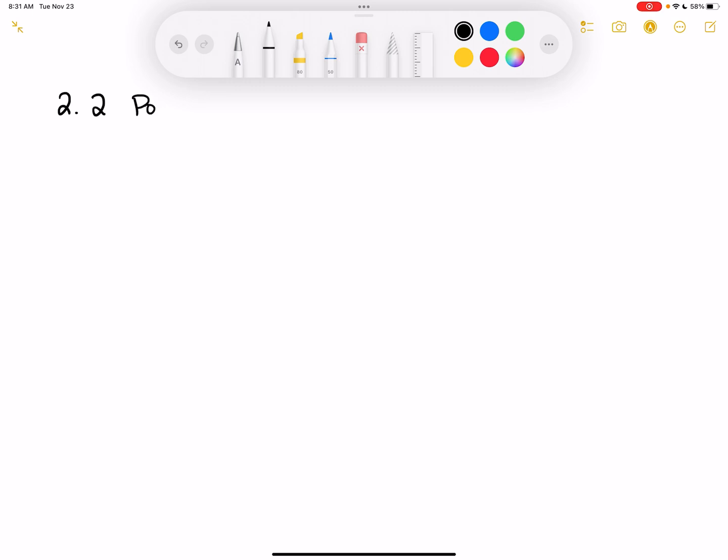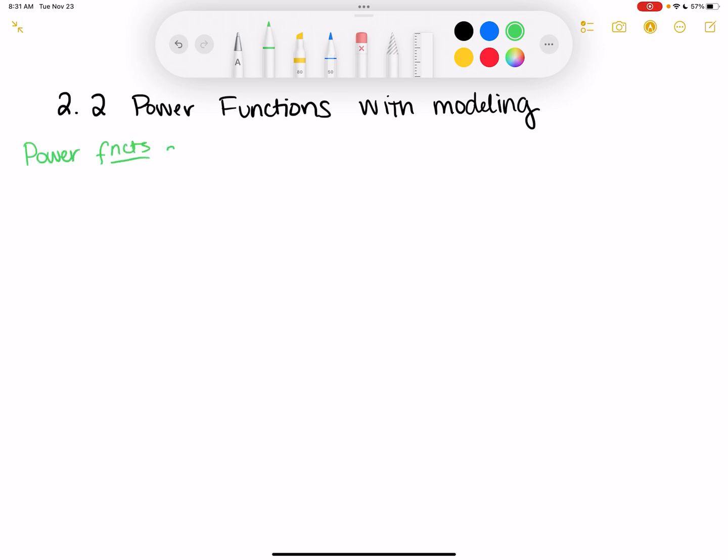Power functions with modeling. Power functions and variation. Five of the 12 basic functions are power functions.